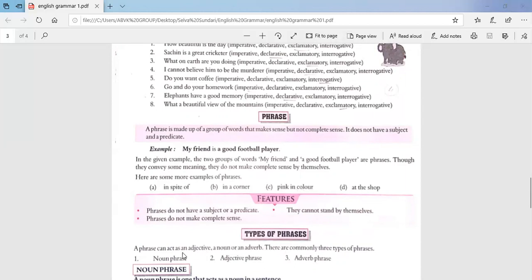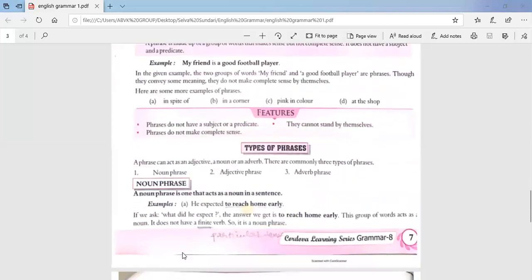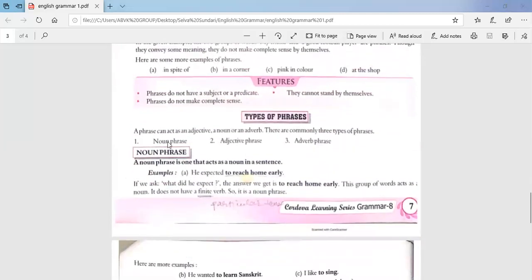Types of phrases. Now coming to the types of phrases. How many types? A phrase can act as an adjective, a noun, or an adverb phrase. There are commonly three types of phrases: noun phrase, adjective phrase, adverb phrase. Now we'll know the noun phrase. A noun phrase is one that acts as a noun in a sentence.